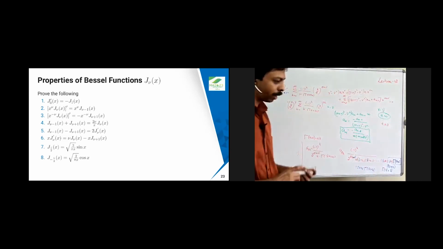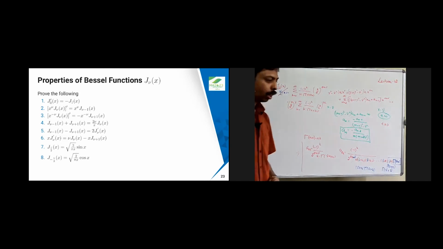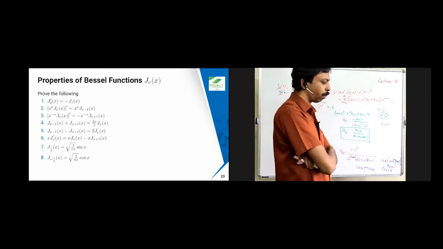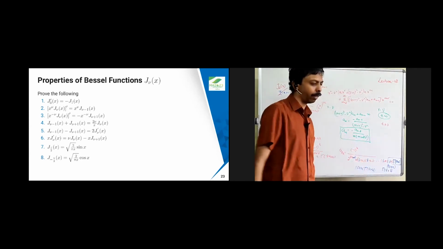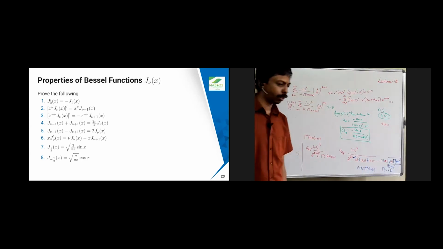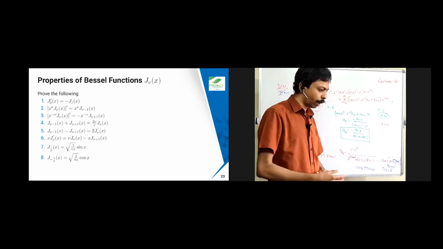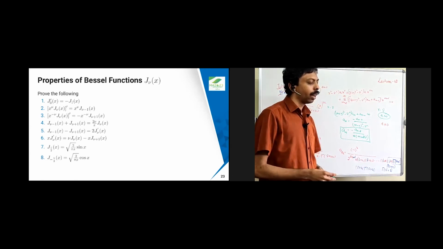So these are some of the properties of the Bessel function, which I leave as an exercise. Some problems may be in the assignment, some in the tutorial problems. Like j0 dash of x is going to be minus j1 of x, and these properties are going to be useful for deriving our Bessel functions of the second kind, which we call y nu of x. That also we are going to deal with. So in that case, one of these properties will be useful.